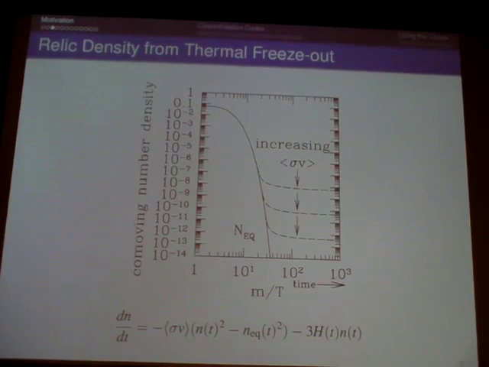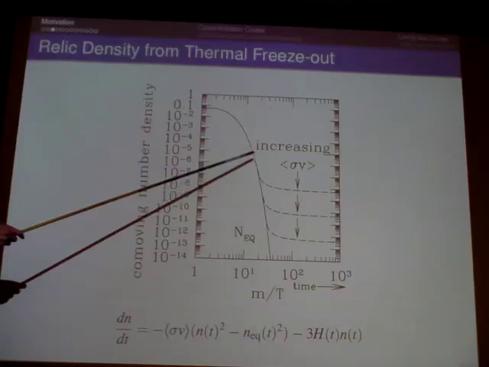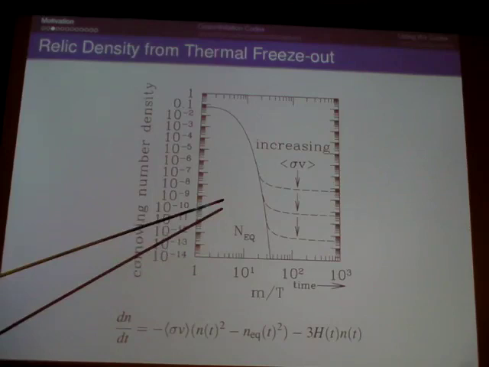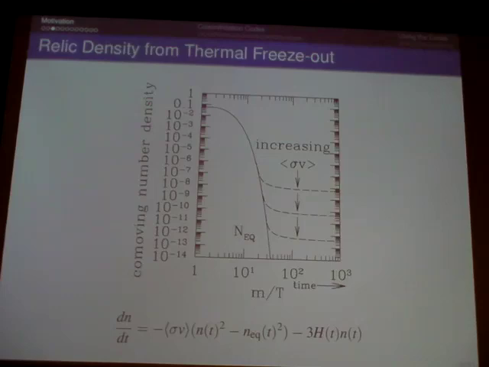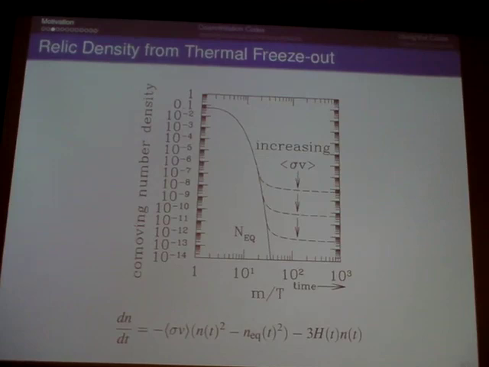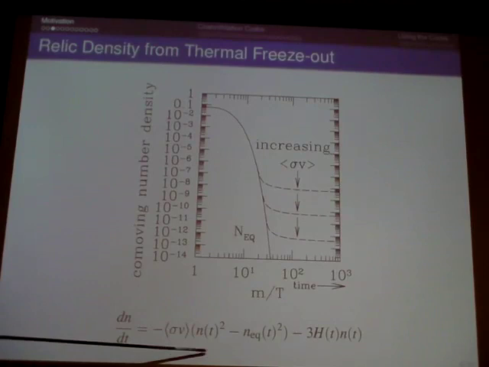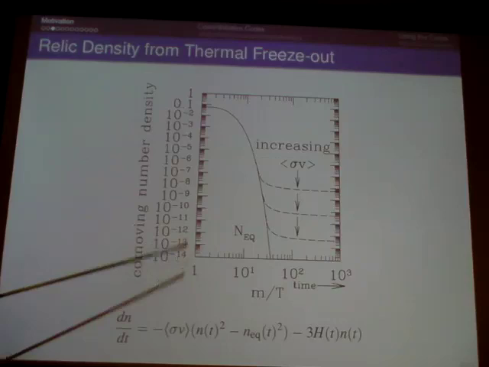We can see that if you increase the thermally averaged cross-section, and that's what these arrows are trying to show, then the particles can stay in equilibrium with the standard model for longer. That means they track the equilibrium number density for longer and result in a lower relative density. So the thing to remember is that a higher annihilation rate leads to a lower relative density. When this number is bigger, the first term dominates for longer, and so the number density tracks the equilibrium number density for longer, until at some point the Hubble expansion takes over.